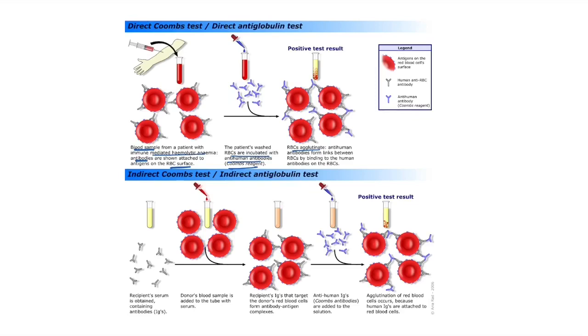Now let us see about indirect Coombs test. Recipient's serum is obtained. It contains antibodies. Now the donor's blood sample is added to the tube with serum. The recipient immunoglobulins that target the donor's red blood cells form antigen-antibody complexes. The anti-human immunoglobulins, that is Coombs antibodies, are added to the solution. Then there will be agglutination.